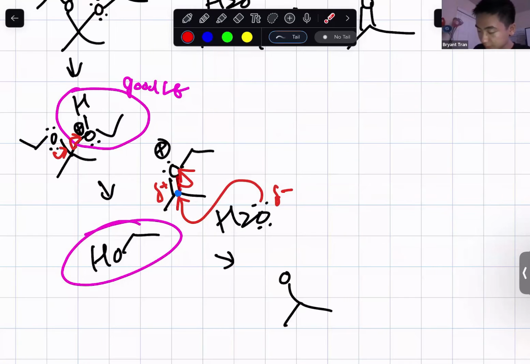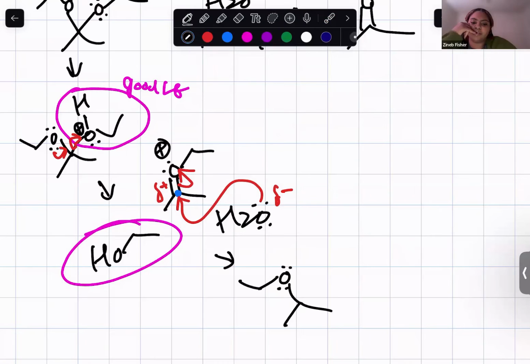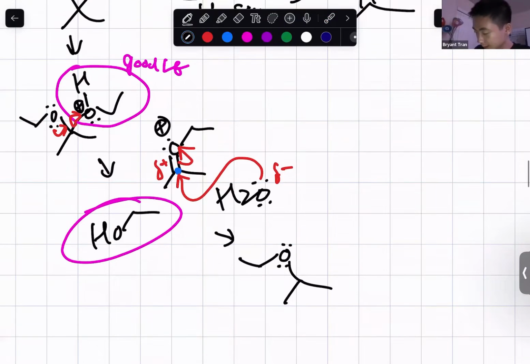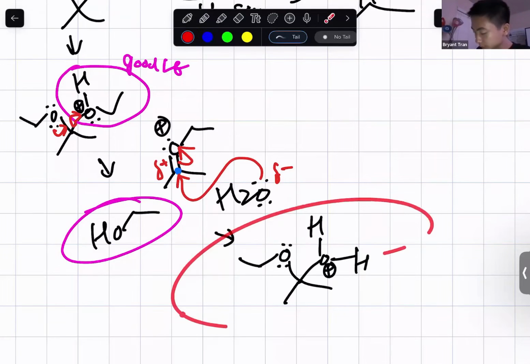Like if it gains a pair of electrons, it'll have no charge. It'll be neutral. Yep, no charge, neutral like that. There's oxygen here, which is attached to two hydrogens, 3 bonds, positive charge, giving us this tetrahedral intermediate.